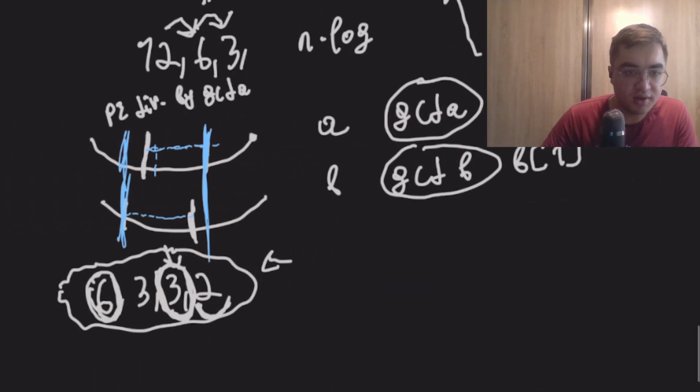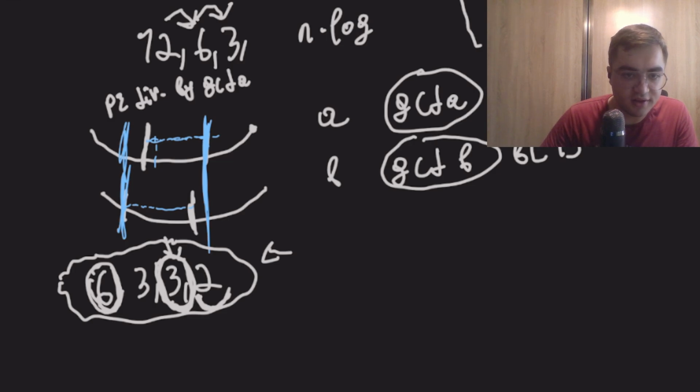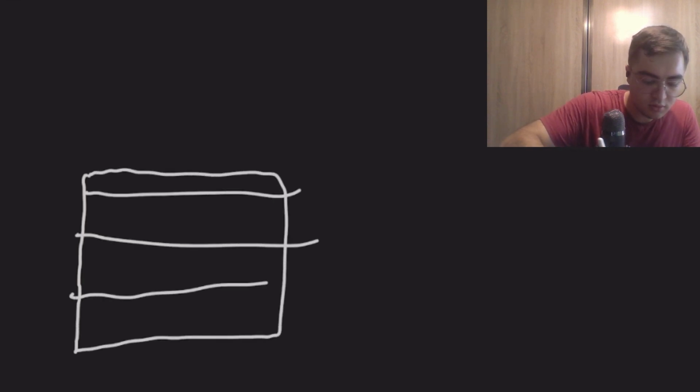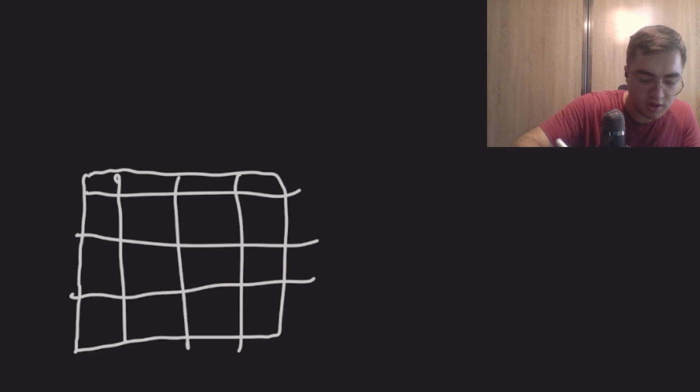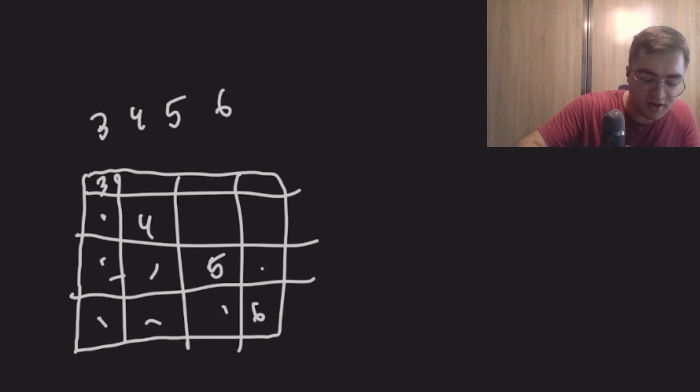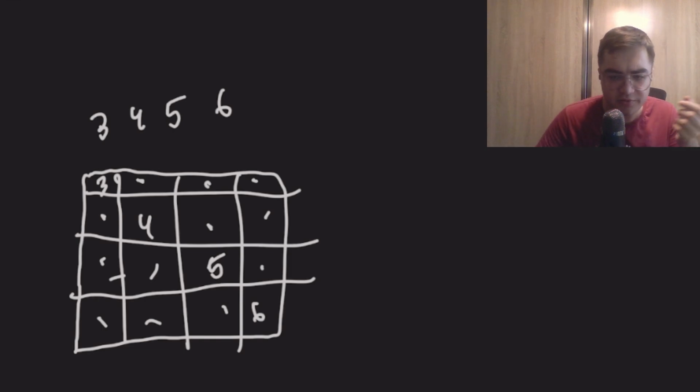Now let's move to problem E. First, I'll explain E1. Okay, here is what you have in problem E1. We are given some matrix and we're given some array. Array has some numbers and the matrix has some numbers as well. Let's say like this, and some other numbers here that I don't care about for the moment.